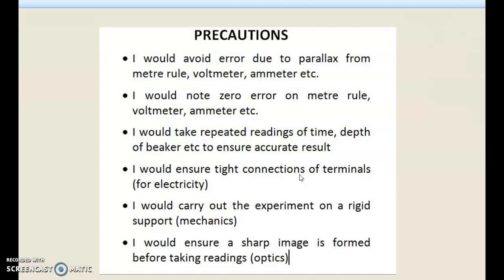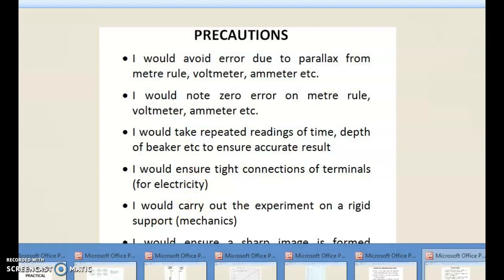And if you're not a good student of technical drawing, you're going to struggle with determining the angles, deviations, or angles which are measured in the optics experiments. So if you are doing electricity practicals, make sure that you ensure what? I would ensure tight connection of terminals. And if it is mechanics, I will ensure that the experiment is carried out on a rigid support. Of course, when it involves your rotor stand and maybe your balancing or your movement. And then I will ensure sharp image is formed before taking reading. That is if you are doing optics, which in most cases I always advise students to try to run away from.